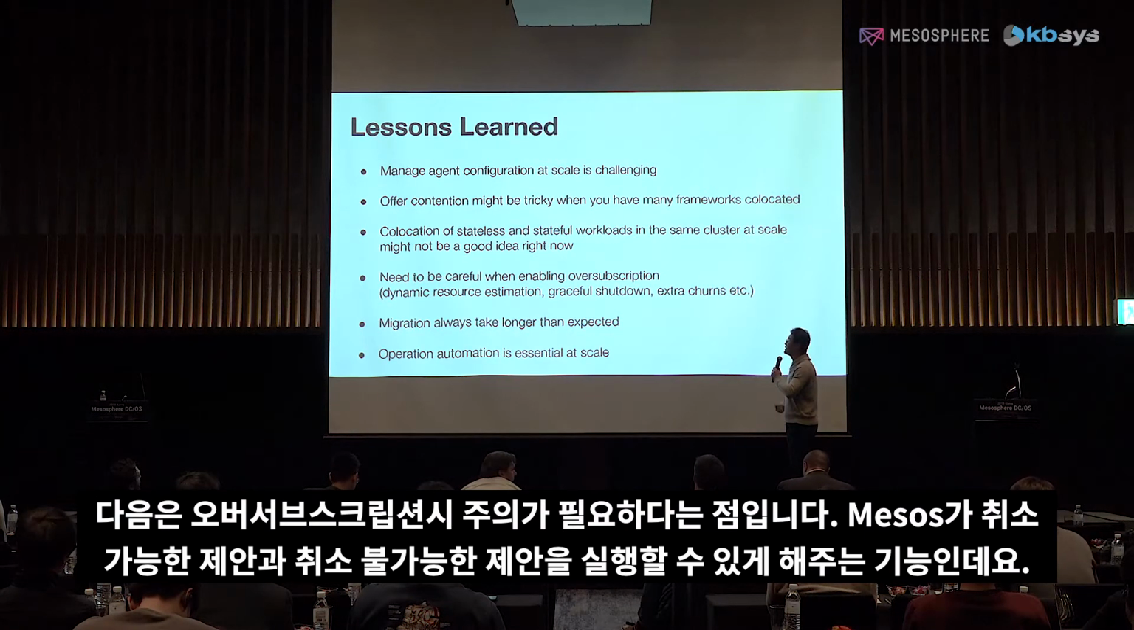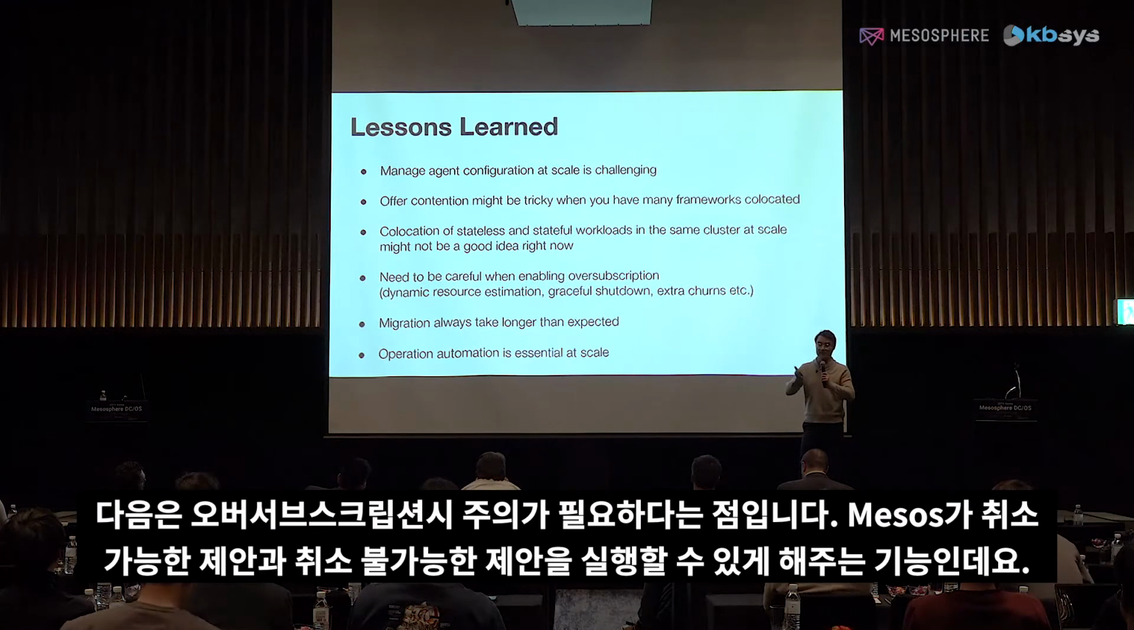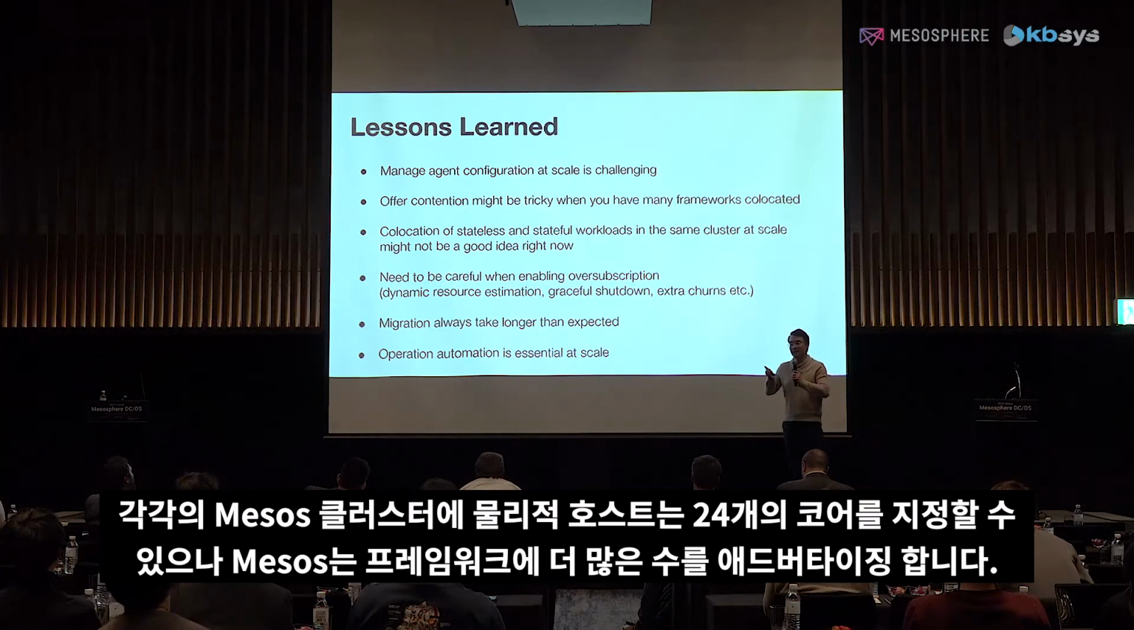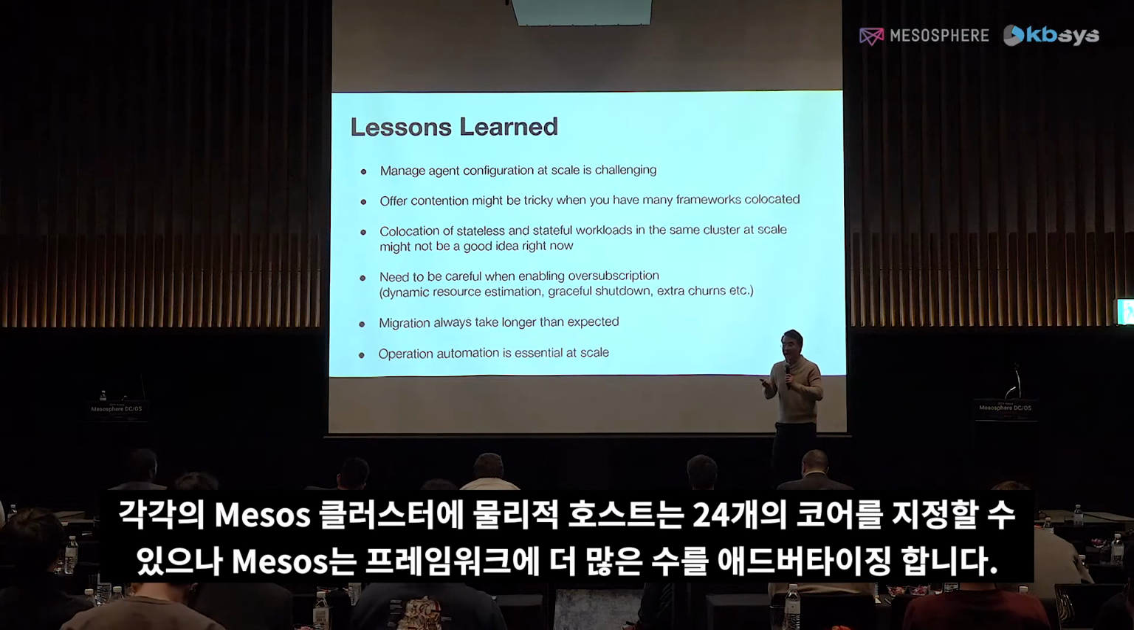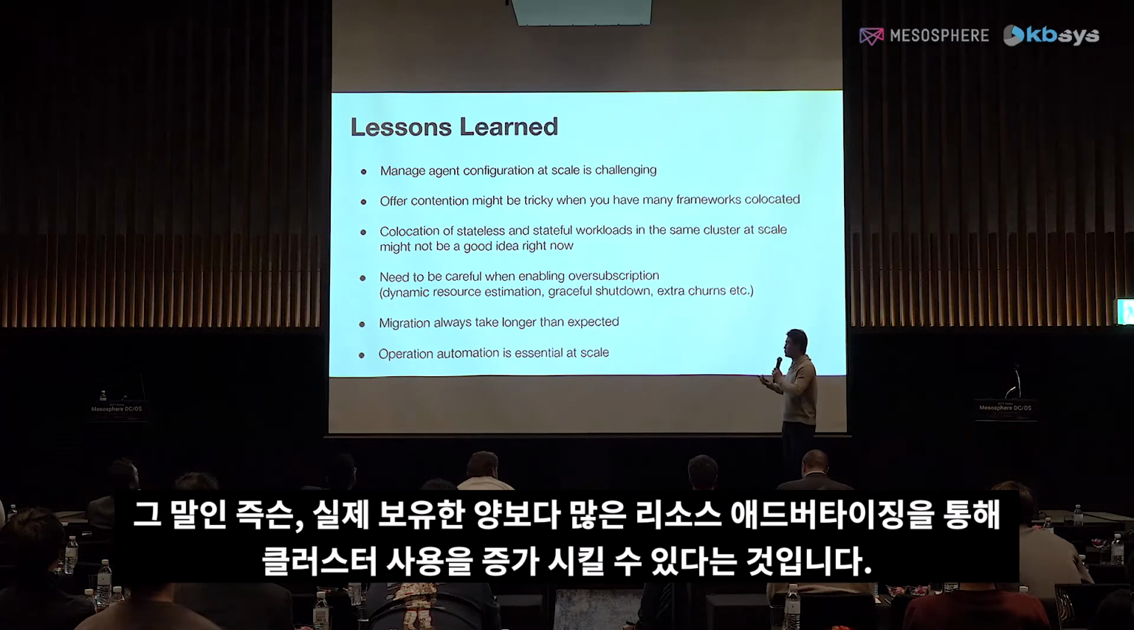Next one, we need to be careful when we're enabling oversubscription. Oversubscription is a feature that Mesos provides which enables two types of offers, non-revocable offers versus revocable offers. From a technical perspective, you can imagine that for each Mesos agent in your cluster, if a physical host has 24 cores, Mesos is actually advertising more than that to the framework. That means we can try to increase the cluster utilization by over-advertising more resources than it actually has.